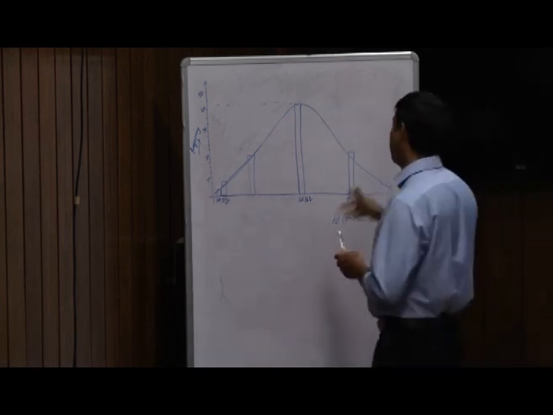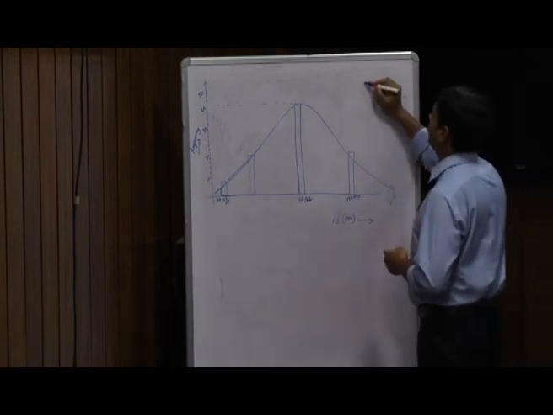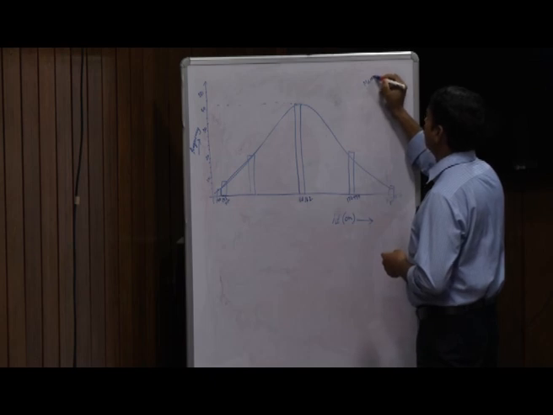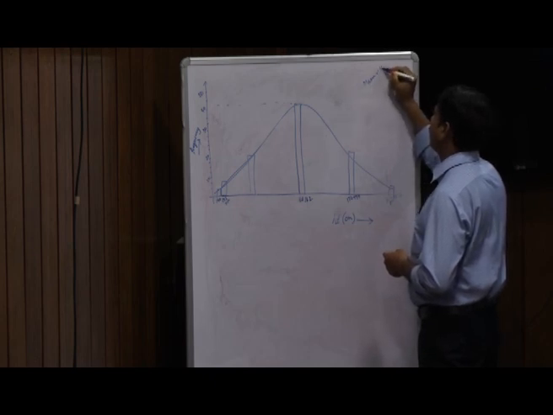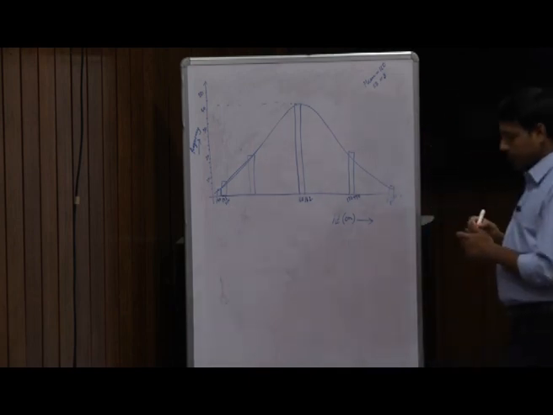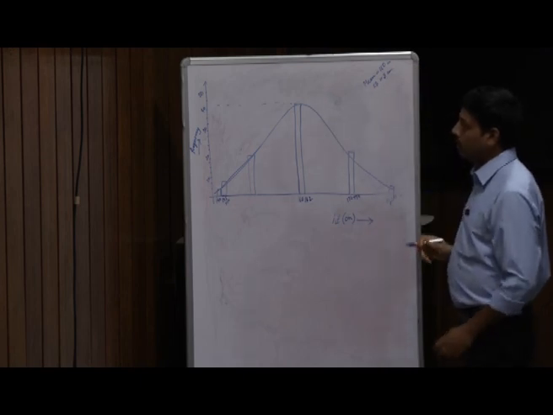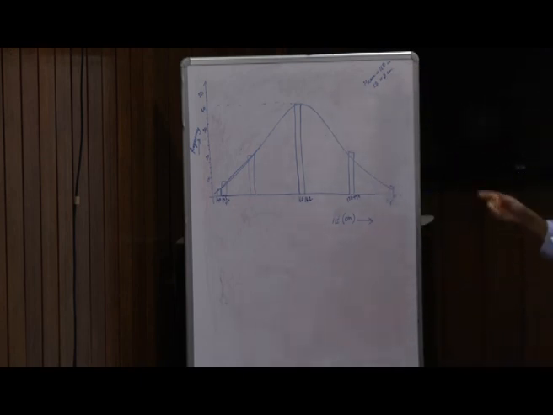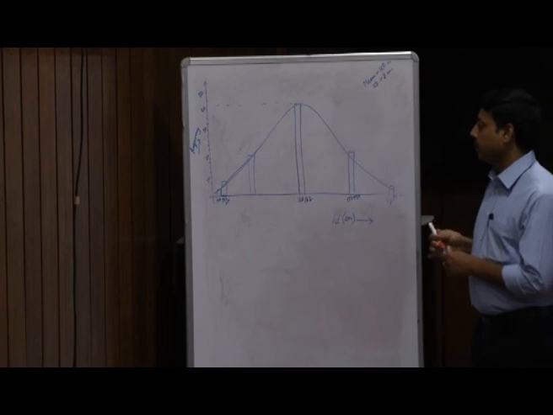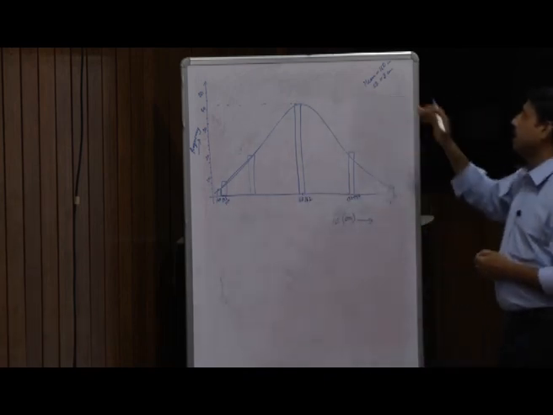Now for this data set or for these students, we are assuming mean value say 160 centimeter and standard deviation value is say 3 centimeter. So for a particular population, if mean value is 160 centimeter, so this is the mean value 160 centimeter and standard deviation value is 3.